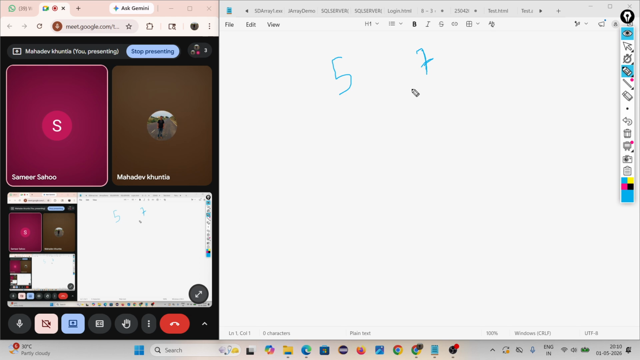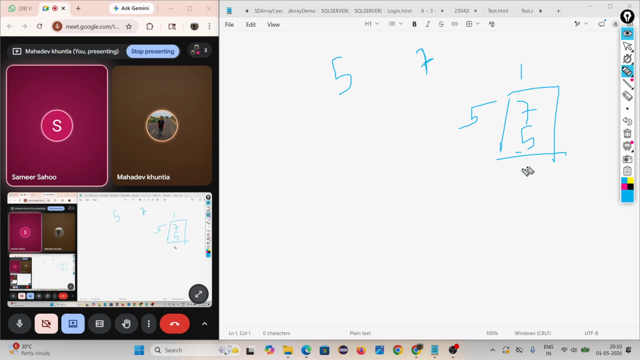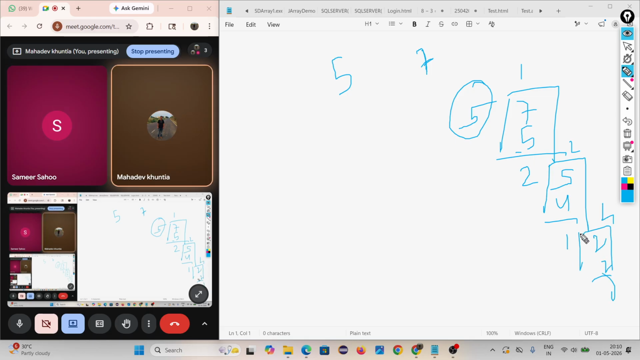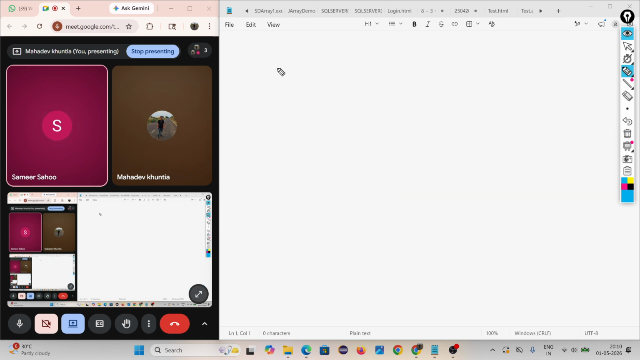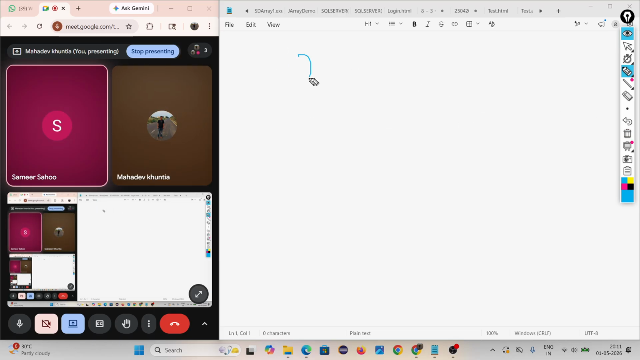5 and 7, are they co-prime? Yes, because I know how to find the HCF by the long division method. 5 ones are 5, subtract, remainder 2, then divide the divisor by the remainder. 2 twos are 4, remainder 1, again divide by 1, 1 twos are 2. The divisor by which you get 0 is the HCF. HCF 1, so they are co-prime. For checking large numbers you have to apply this method.